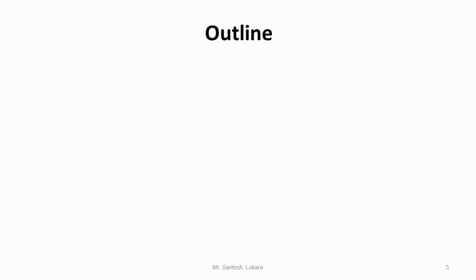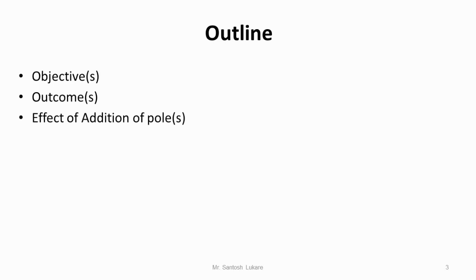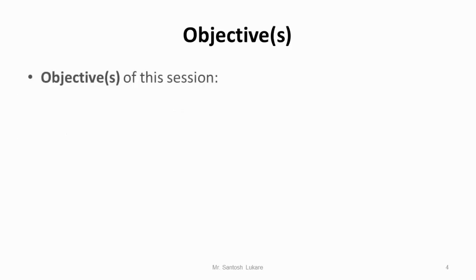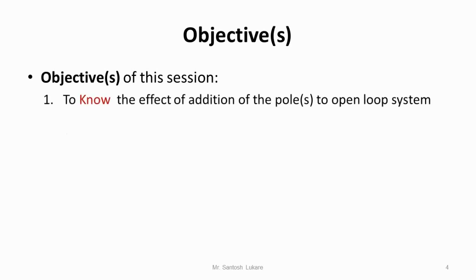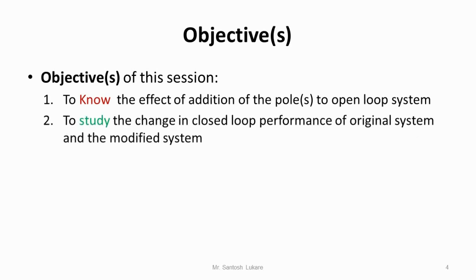In this session, we'll discuss the effect of addition of poles onto the open loop transfer function and its root locus. The outline of this session: we are going to discuss the objectives, the outcomes, the effect of addition of poles onto the original open loop transfer function, and its MATLAB simulation result. The objectives of this session are to know the effect of addition of poles onto the open loop transfer function or the open loop system. Also, to study the change in the closed loop behavior of the original system and its modified version.